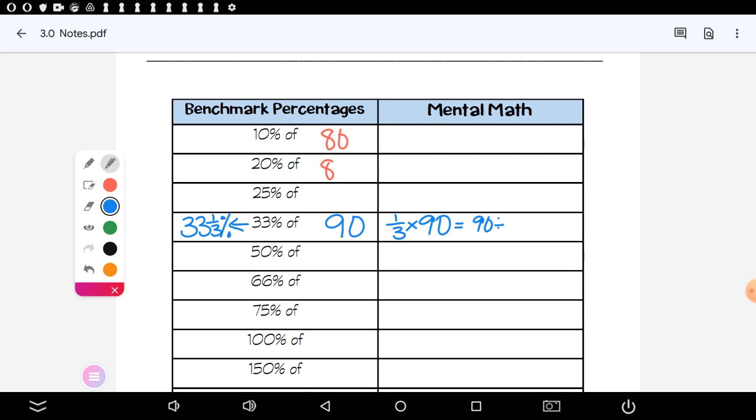Okay, so let me put this into perspective. I have 90 cookies, and I give Addie 1/3 of them. What does that mean I'm doing with my cookies? I'm splitting them into how many equal groups? 3. And Addie gets 1 set of those 3. How many cookies does she get? 30. How'd we do that math? Sadie? 90 divided by 3.